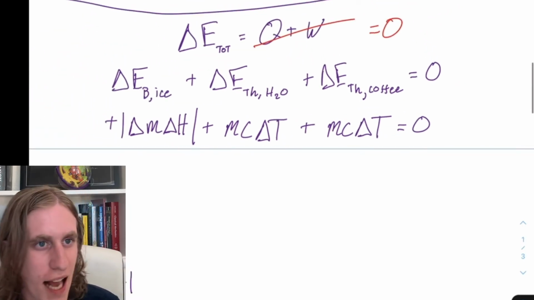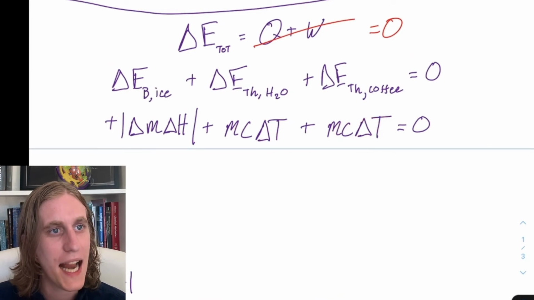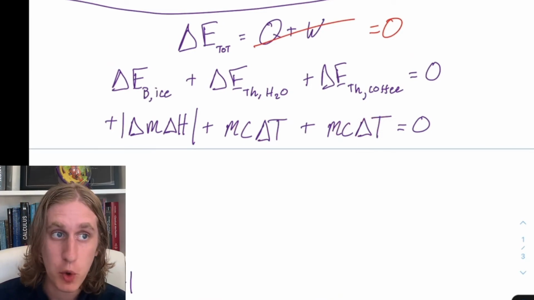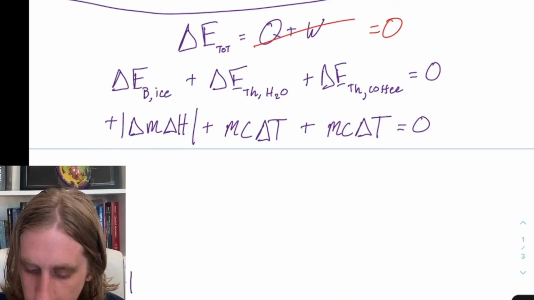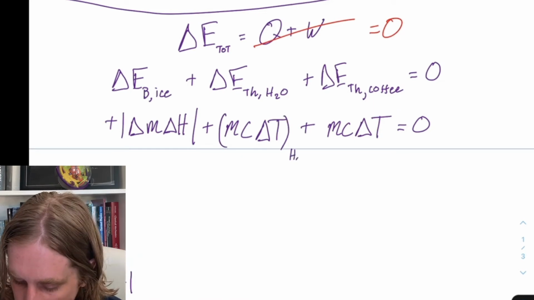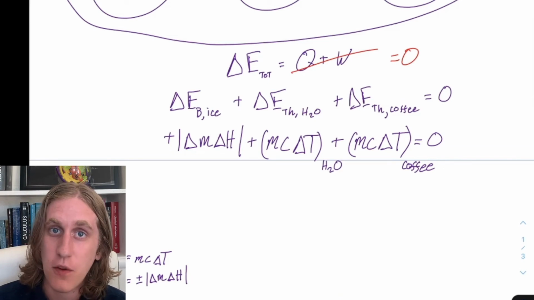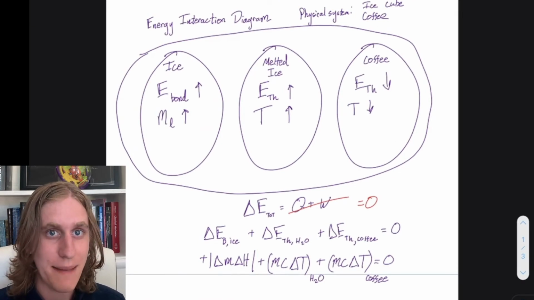Now, we sort of have a problem, which is that these two pieces look exactly the same. They both say mc delta T. So it's pretty normal to put some sort of subscript that indicates which substance you're talking about. So for example, we might go like this. We're indicating that the first mc delta T is for the water and the second mc delta T is for the coffee. Now, this is actually a complete model. It describes exactly what's going on.